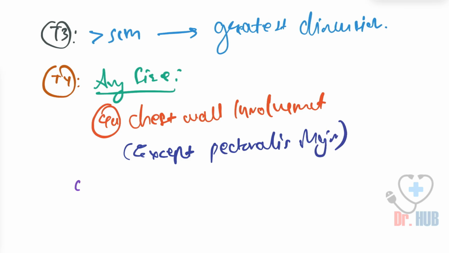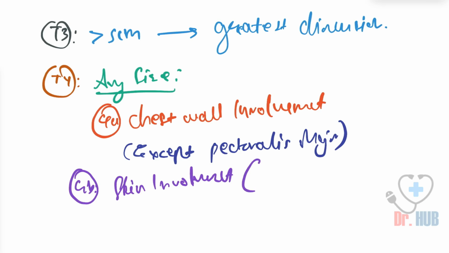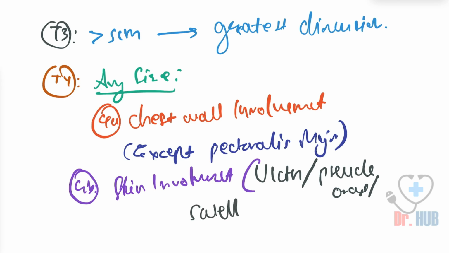Next we have 4B. 4B is basically the skin involvement in the form of ulceration. Next they also have the peau d'orange and satellite nodules.